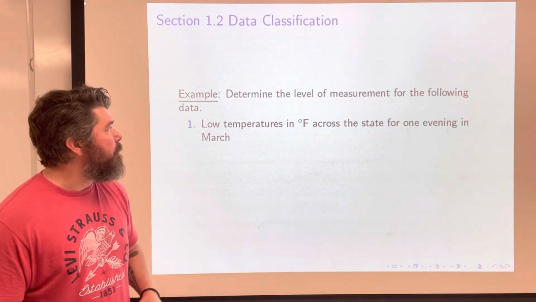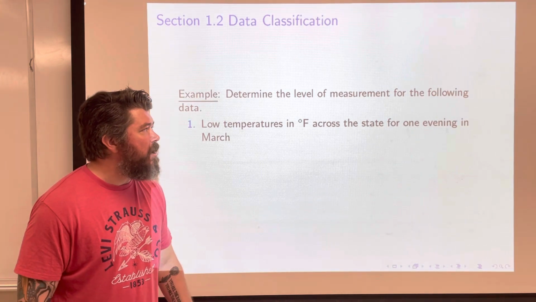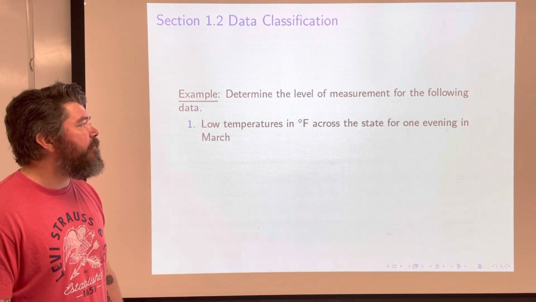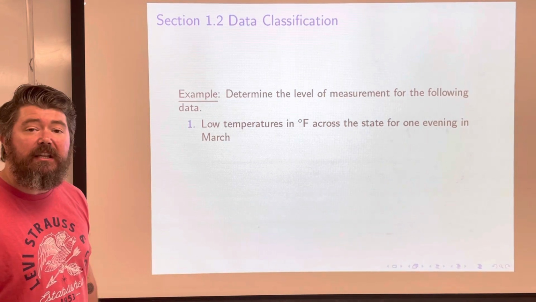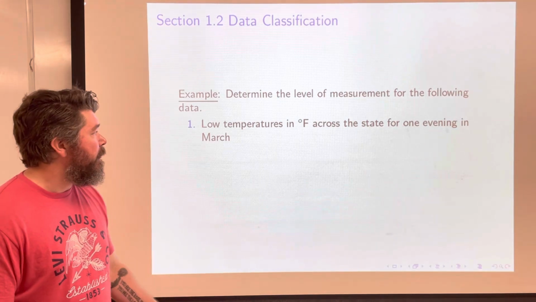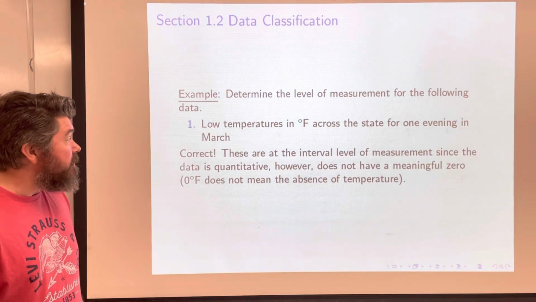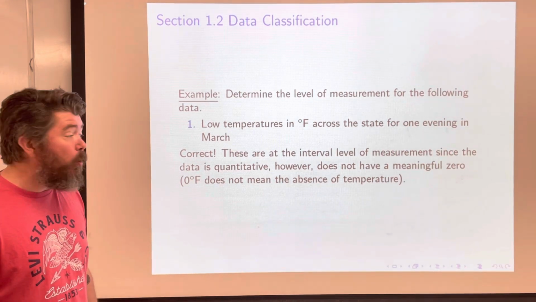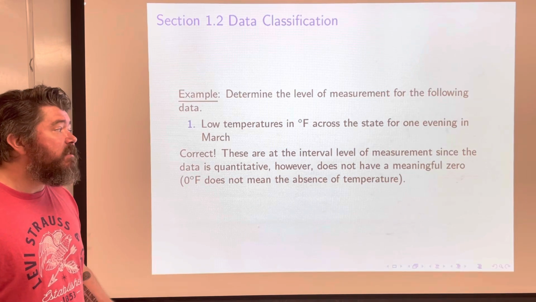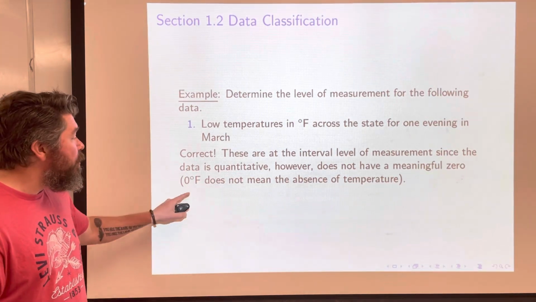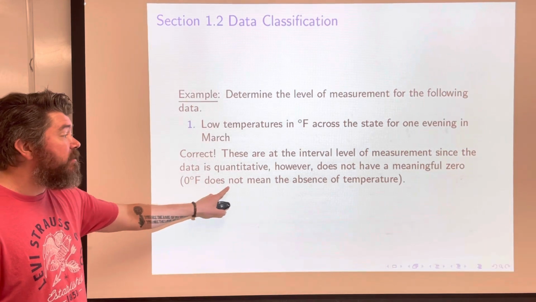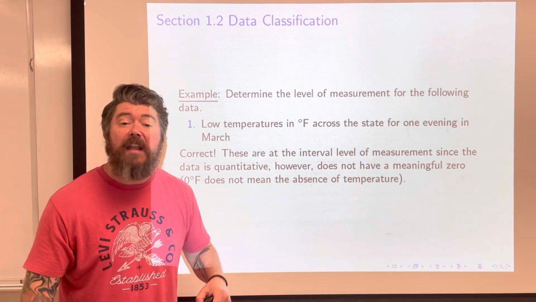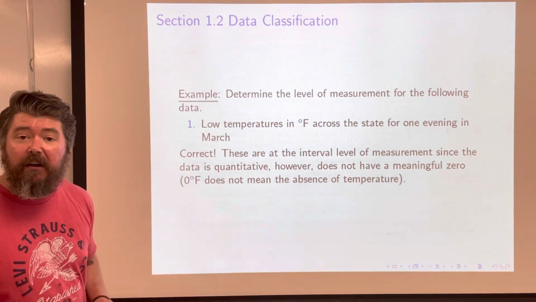Let's look at some examples. Determine the level of measurement for the following data. Low temperatures in degrees Fahrenheit across the state for one evening in March. Correct. These are at the interval level of measurement since the data is quantitative, however, does not have a meaningful 0. Notice that 0 degrees Fahrenheit does not mean the absence of temperature, since we can go into the negative values in degrees Fahrenheit.